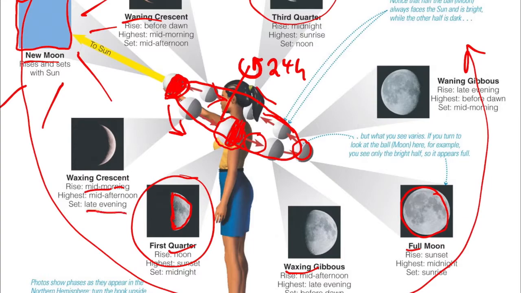Does that make sense? So it sets after, because it's lagging now. So let's say the sun sets at 6, it's going to set at 9. So it sets after the sun, late evening.